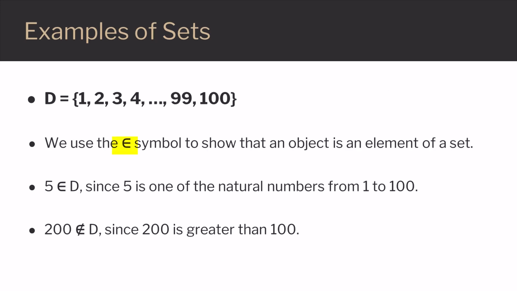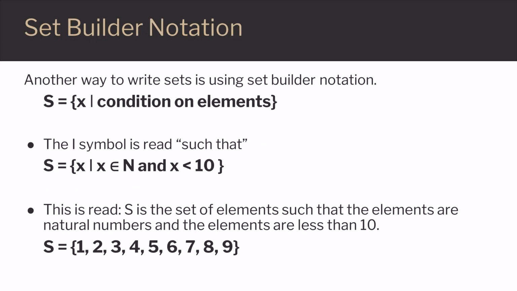This funny E symbol, epsilon, is used to show that an object is an element of a set. For instance, 5 is an element of our set D, since 5 is on our list of counting numbers from 1 to 100. 200 is not an element of D, since 200 is greater than 100. We would use the element symbol with a line through it to show that 200 is not an element of D.